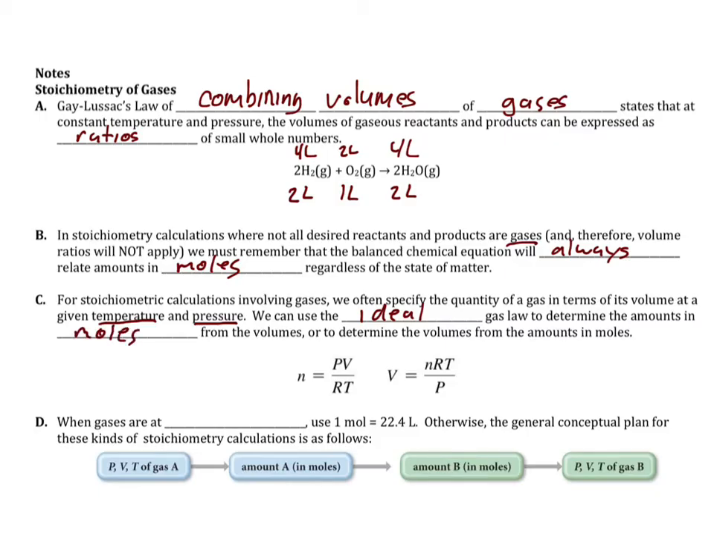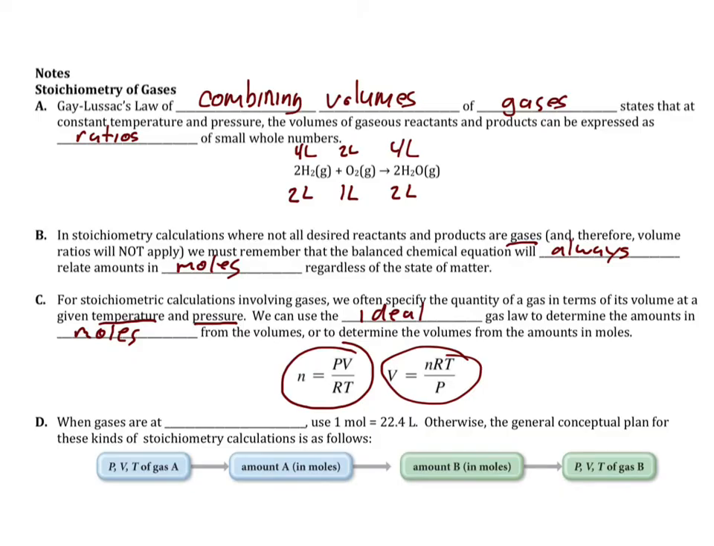And we can do that if we're given the volume. And this is the ideal gas law, but it's solved for moles. This is also the ideal gas law, but it's solved for volume. And so we can use the ideal gas law to convert to moles. And once we know moles, we can go from moles of a substance to another.